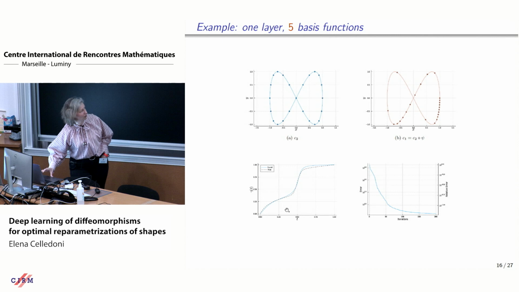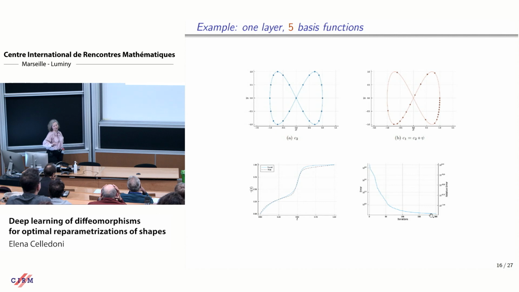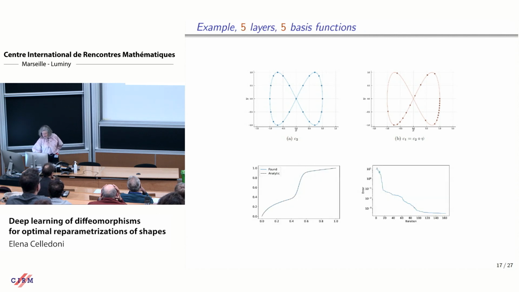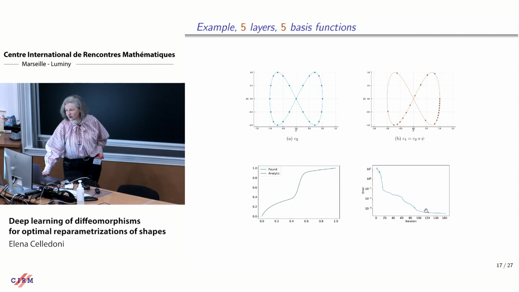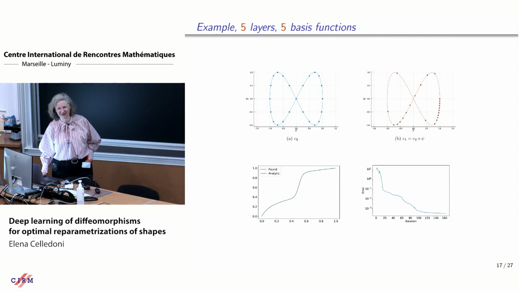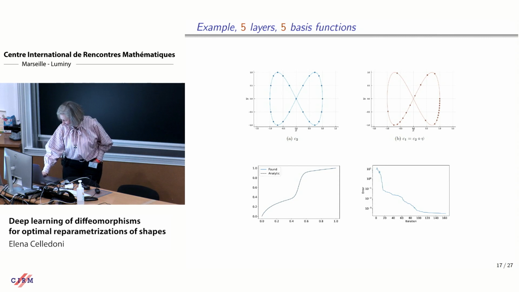It's still kind of working, but not perfect. And this is the iterations of the gradient descent algorithm for solving the problem. You see that the error goes down, but it starts flattening out. If you use several layers, this is what you get. You get a much better approximation and a much better descent in the gradient descent. So it works. It's good.